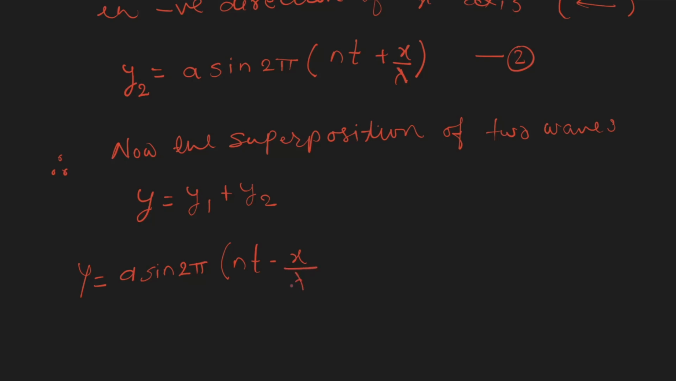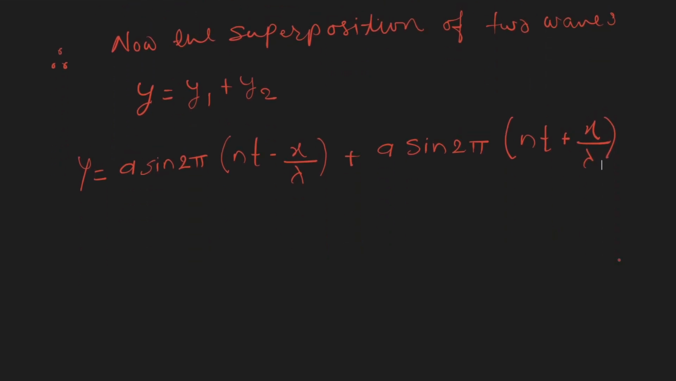x upon lambda plus a sin 2 pi n t plus x upon lambda. Therefore, we will consider the equation, but we have sine C plus sine D. What is sine C plus sine D? There is a formula for sine C plus sine D, the trigonometric formula.